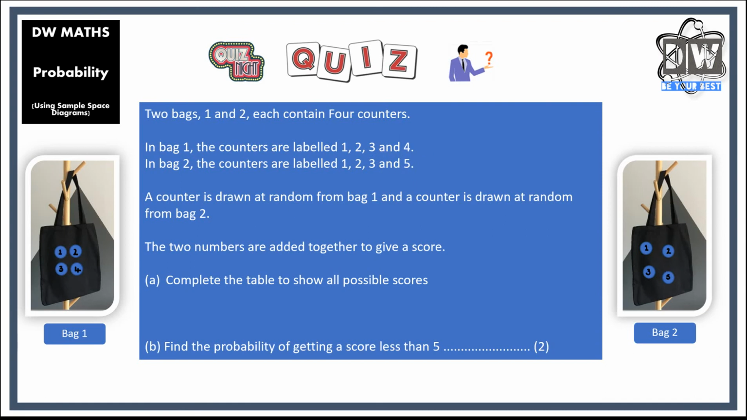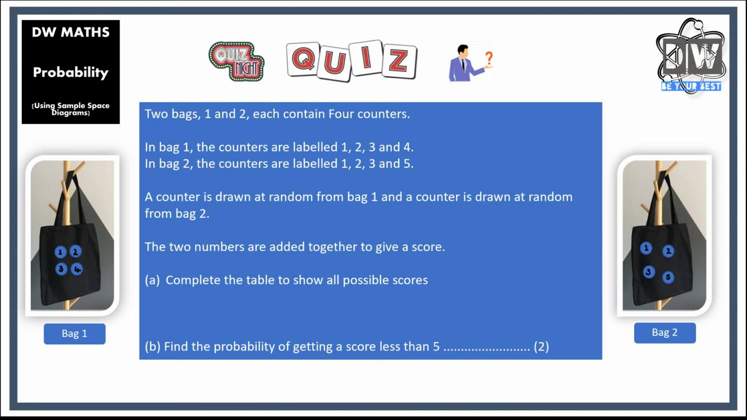Draw your sample space diagram to represent that data, and then you need to answer the second part of the question, which is find the probability of getting a score less than 5. So you're going to add your two counters together. That gives you your total, and you're going to have the times where it's less than 5. Pause the video, come back and see if you've got it correct.